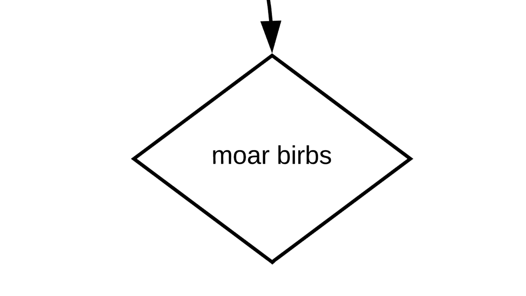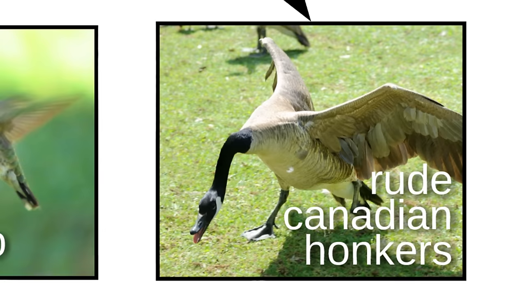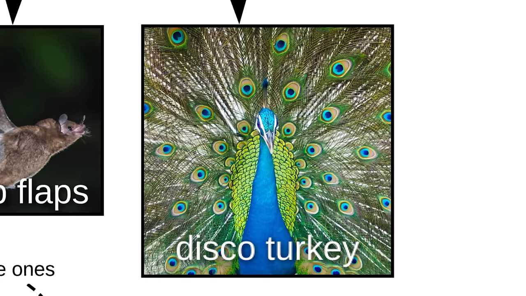There's also many more birbs, like the vibrating midget birb, rude Canadian honkers, night flap-flaps, cute ones can be called majestic cave puppers, and there's also the disco turkey.